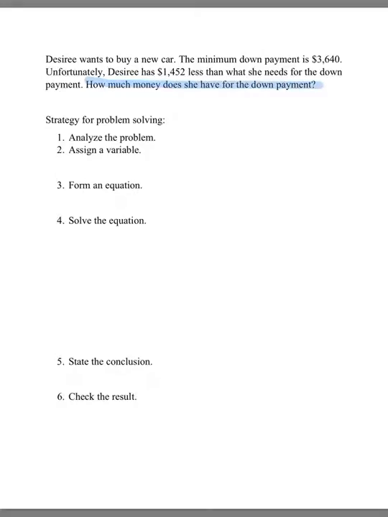So once we know what it is that we want to determine, we know what to assign our variable to and what our variable is actually going to represent. We'll let the variable be the letter x, and it will represent the amount of money Desiree has for the down payment. So we already have our variable set, and we know what it is to represent, and again, that information was extracted directly from the question itself.